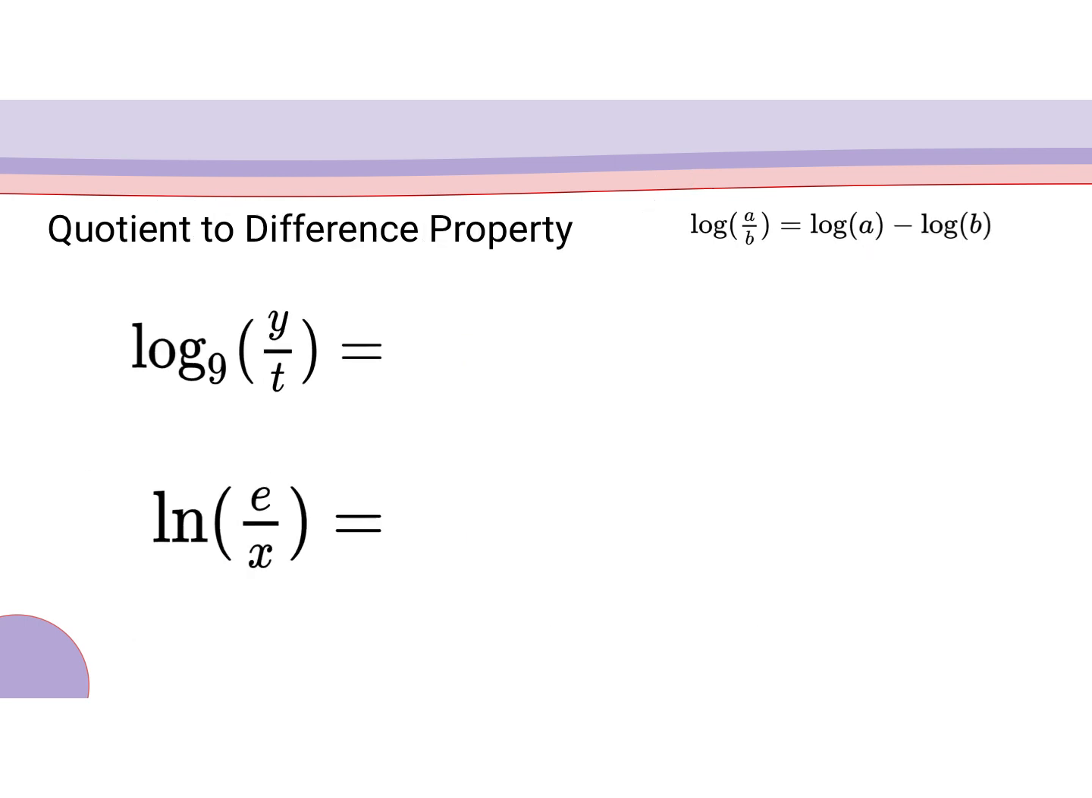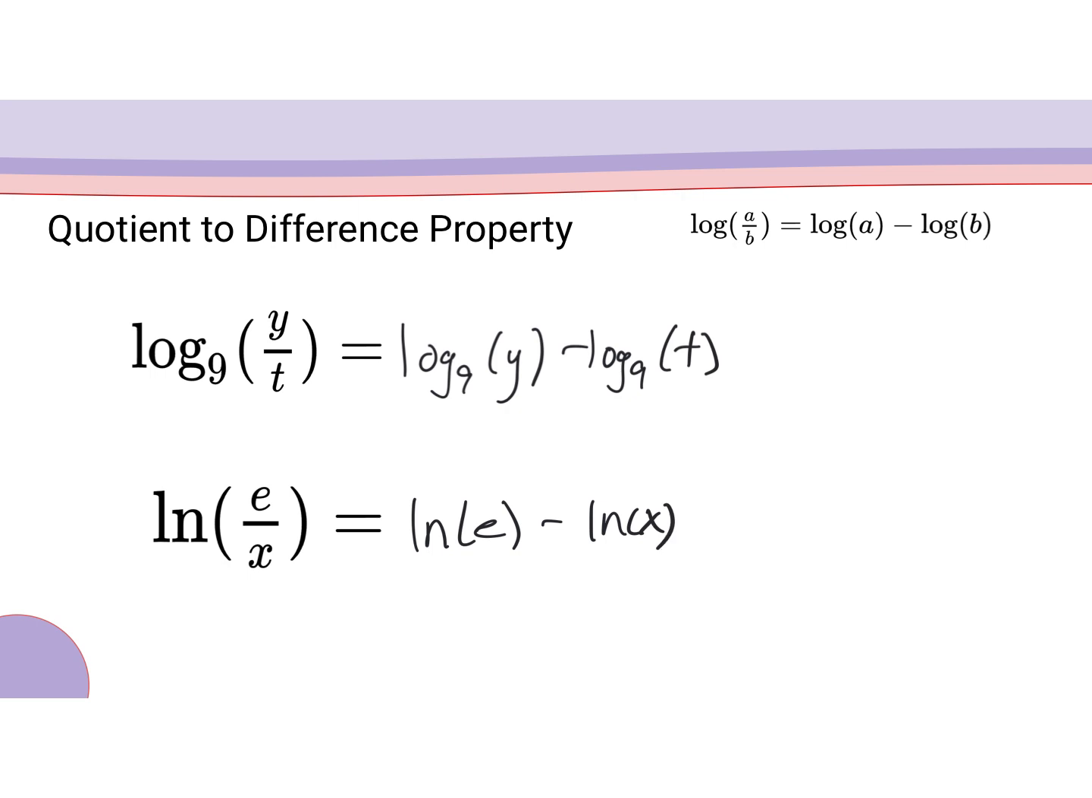Now, if we are dividing inside a log, we can separate it by subtraction. So I could do log base 9 of y minus log base 9 of t. And likewise, the ln of e minus the ln of x. If you remember, ln is base e, so for that last property I just mentioned, where the base has the same number inside, the result is just 1. So this really should be rewritten as ln of e, which is 1, minus ln of x.